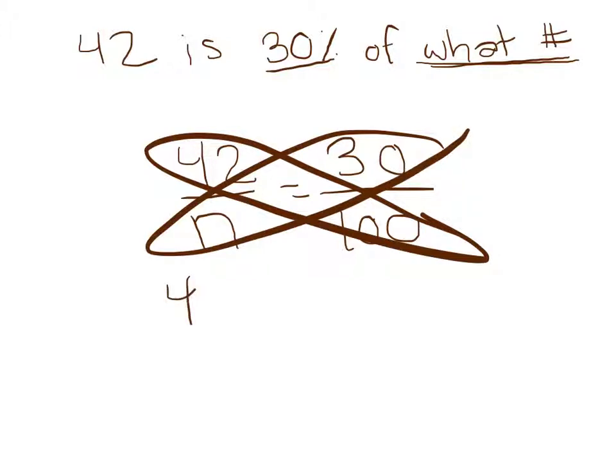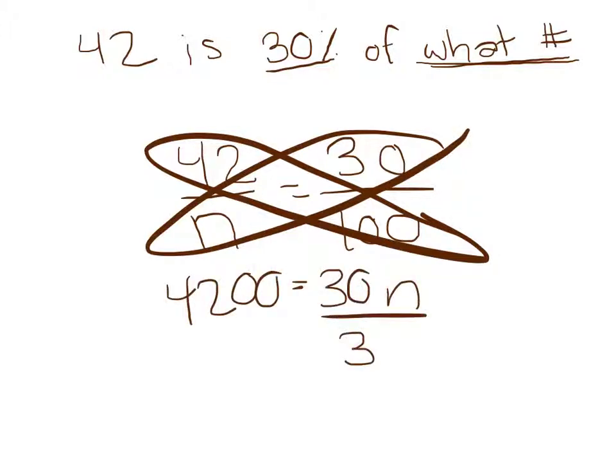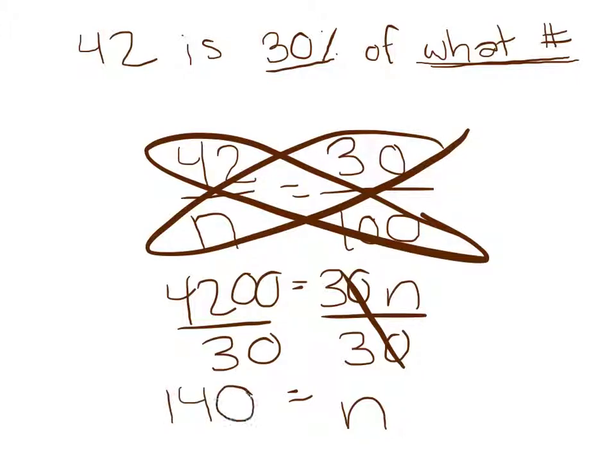Solve. That gives you 4,200 is equal to 30n. And when you solve for n, you're left with n is equal to 140. So there would be 140 as a total, and 42 is 30% of that.